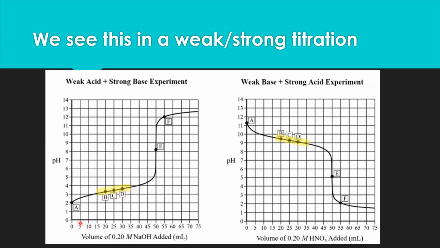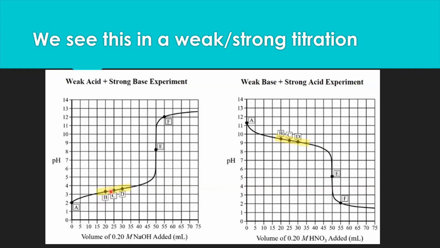So we can see an application of the same principle in a weak, strong titration curve. So in this first one, we have a weak acid and a strong base. We can tell first that the equivalence point is at a pH above 7. So that's telling us that we've got that strong base, we're more basic, and we've got that weak acid.